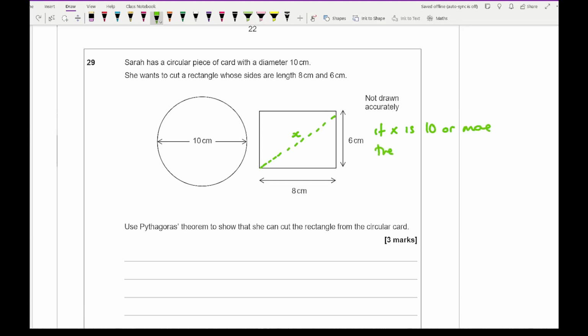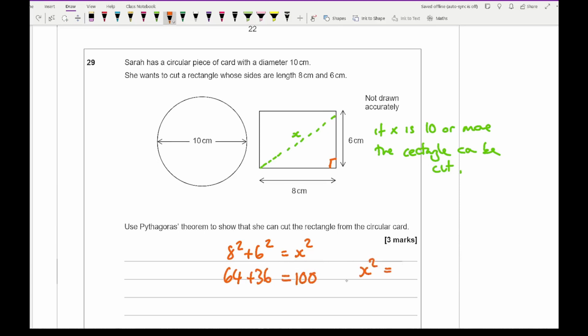the rectangle can be cut. So hopefully you can spot that it's going to be a Pythagoras question. So 8 squared plus 6 squared equals x squared. So I've got 64 plus 36 equals 100. So x squared equals 100. So x equals 10. Well, it can't equal minus 10 because we're dealing with length. So x equals 10. So again, we can show that as 10 equals 10, the rectangle can be cut.